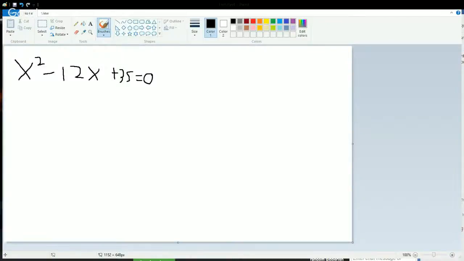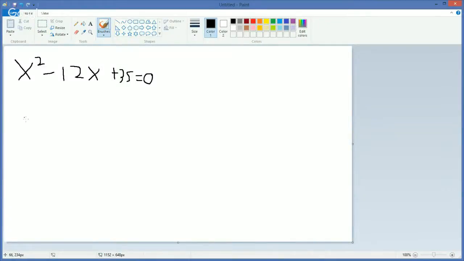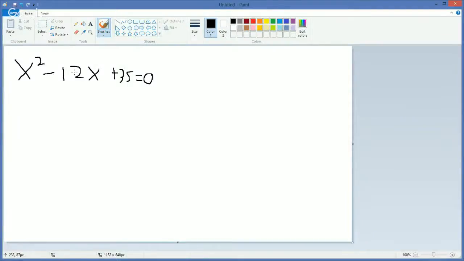Okay, so today's problem is basically, Will, you gave me this one. You need to factor x squared minus 12x plus 35 equals 0, right?